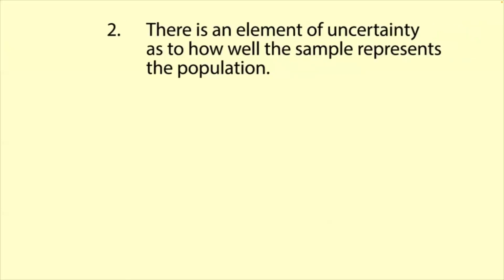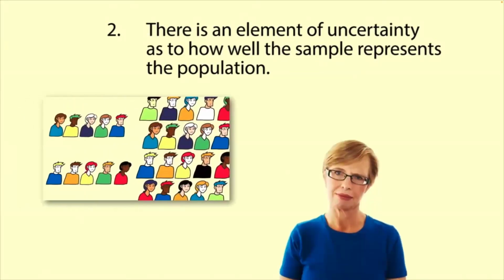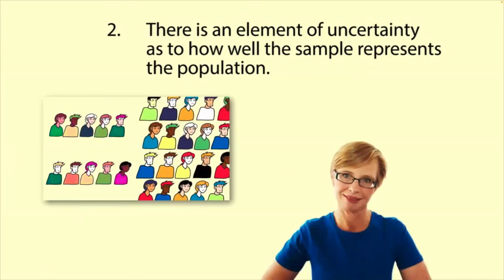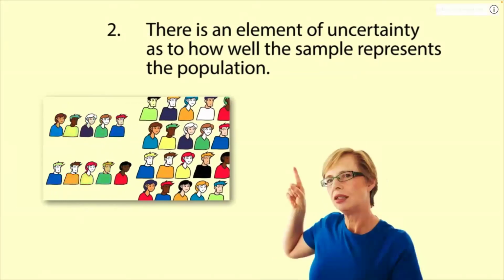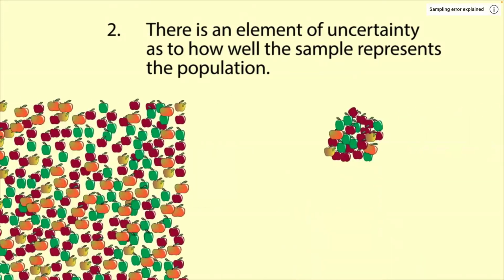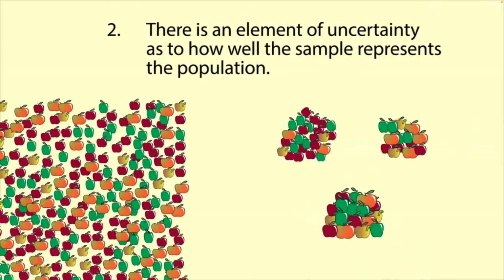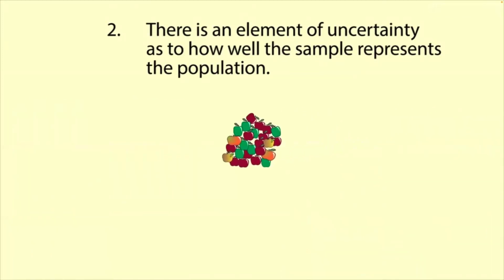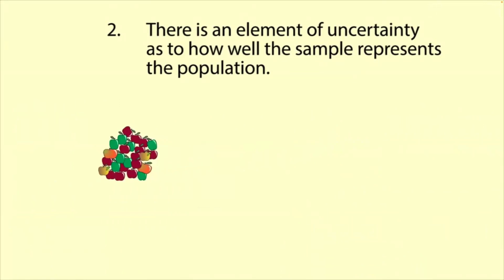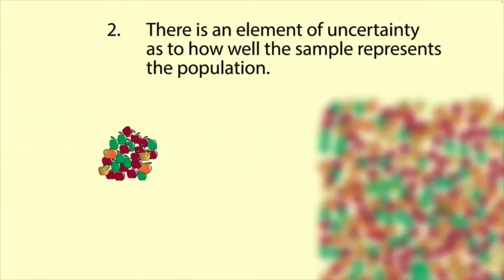Second, there is an element of uncertainty as to how well the sample represents the population. A sample will never be a perfect representation of the population from which it is drawn. This is the reason for sampling error. We have a video about sampling error. Nor will all the samples drawn from the same population be the same. But through simulation and probability theory, we can get an idea of what the population is likely to be like from the information the sample gives us.